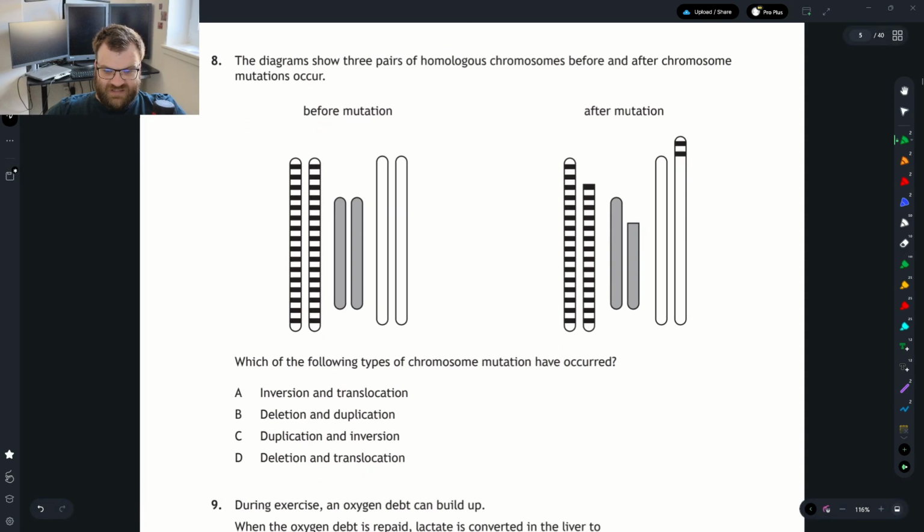Number 8, we're asked about the different types of mutations that have taken place. Let's follow the stripy chromosomes. First of all, we have lost a piece of the chromosome which has ended up on a different chromosome here. So we've moved information from one pair of chromosomes to a different pair of chromosomes. That is translocation. That leads me to be A or D. And then the other one that's happened is the grey one here has lost genetic information. We have had a deletion for that there. If it was inversion, it would have swapped around the order of the genes.